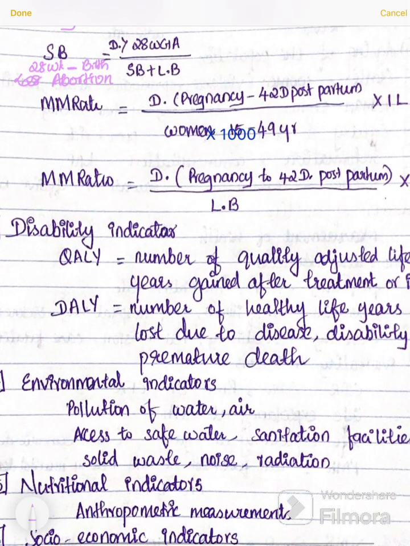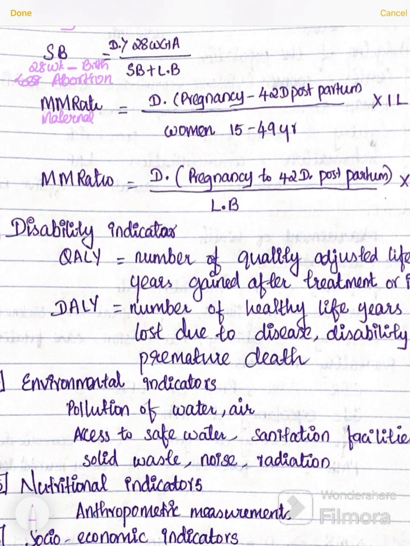Now MMR, that is maternal mortality rate. So death between maternity, meaning pregnancy to 42 days. This is the puerperal period. So during these days, if any death happens of a mother, that is called maternal mortality rate.